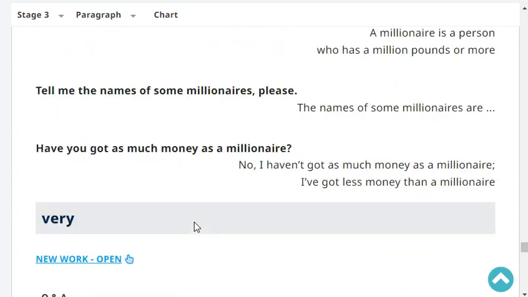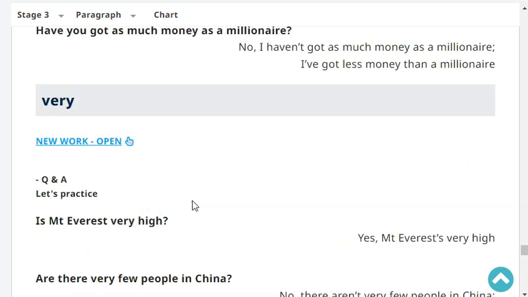Have you got as much money as a millionaire? No, I haven't got as much money as a millionaire yet. I've got less money than a millionaire at the moment. Very good.